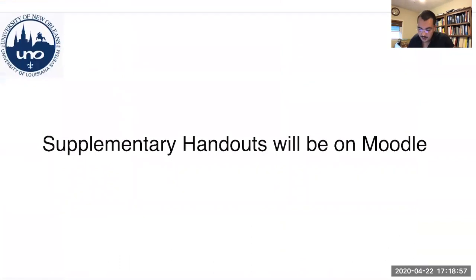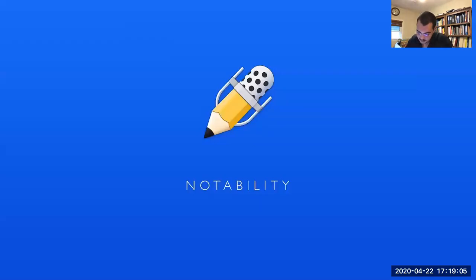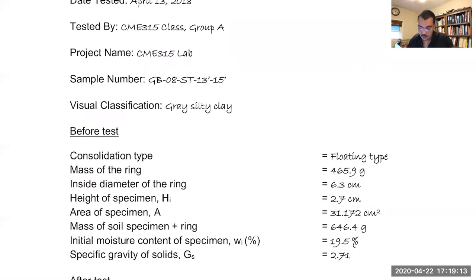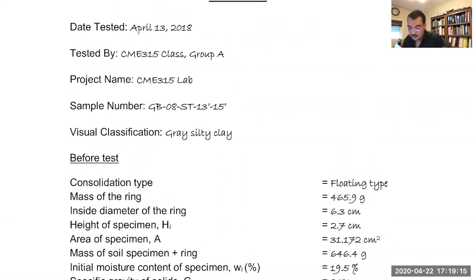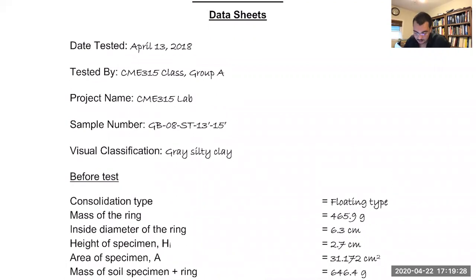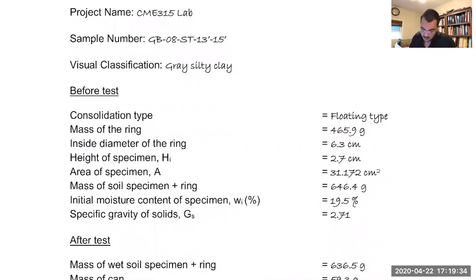Now the handouts, I gave a handout for Taylor's method and for Casagrande's method, and we mentioned them both, but I'm going to go over them because I didn't manage to get a good recording for the last class, so we're going to use this one so you can share it between you. And this is a data sheet from a university that we received.